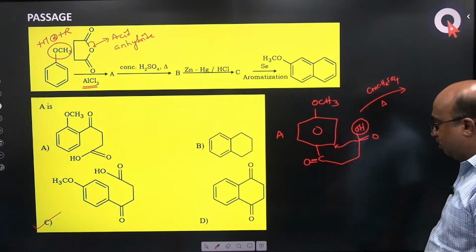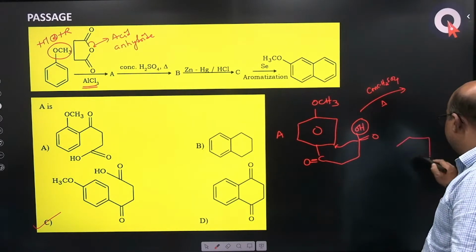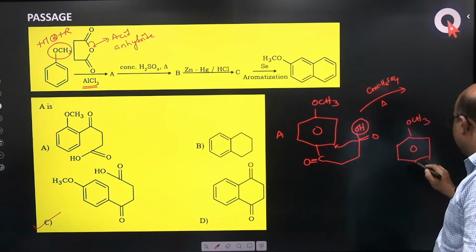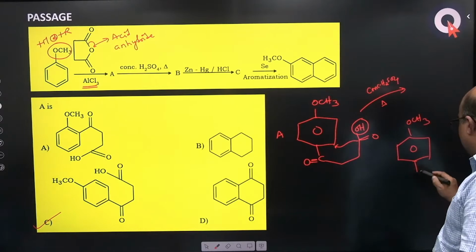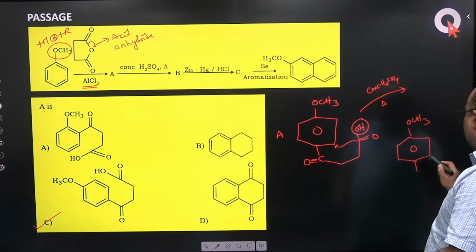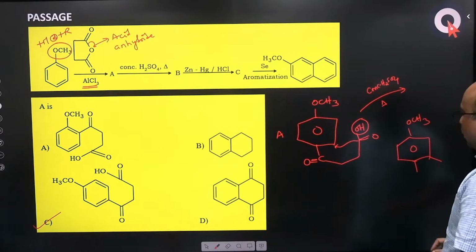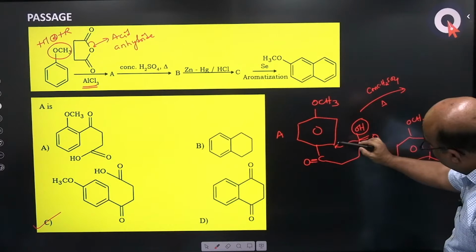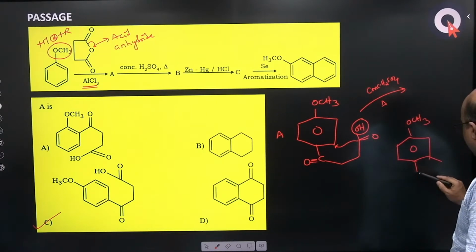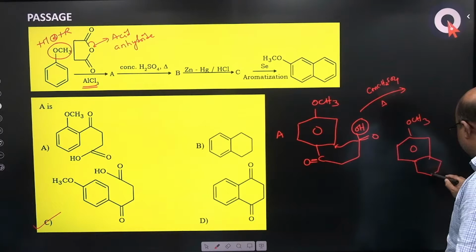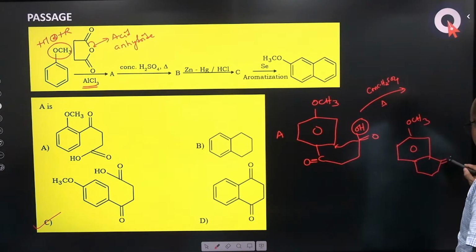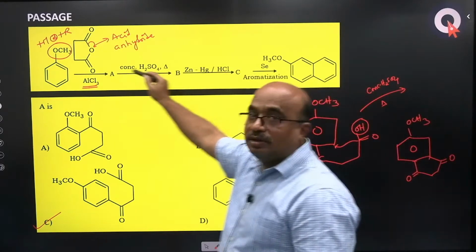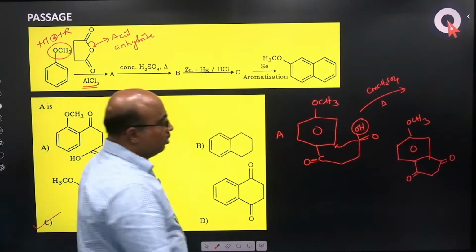That means what we see? There is OCH3. Here we got a C double bond O. Another C double bond O is here. So what is the ring size now? 1, 2, 3, 4, 5 and 6 again. So you can write another 6-membered ring here like this. But this is C double bond O. This is C double bond. Or this is our B. So this is the B.